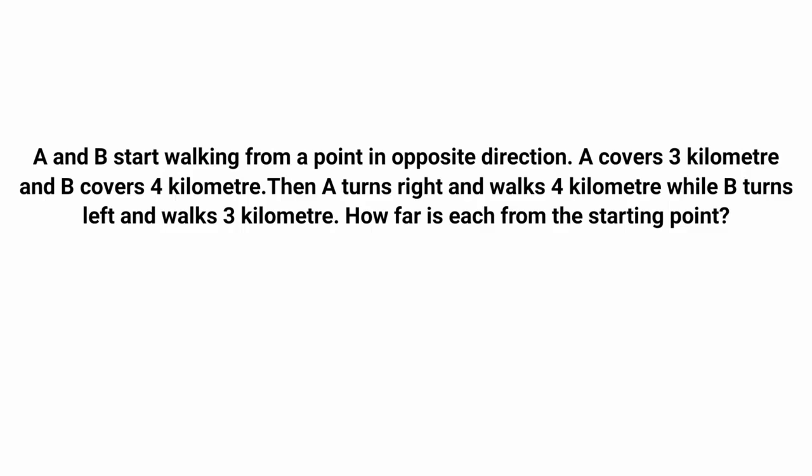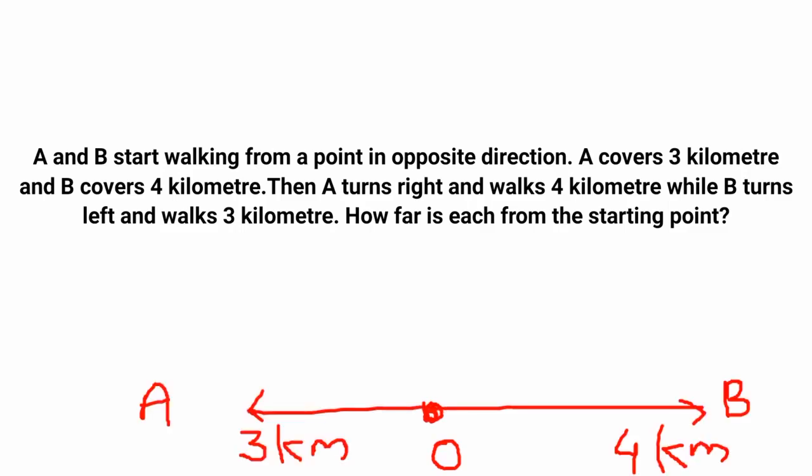Here A and B start from the same point. Let it be the point O. And they start walking in the opposite direction as shown here. Here A covers 3 km and B covers 4 km. It is said that A turns right and walks 4 kilometers.